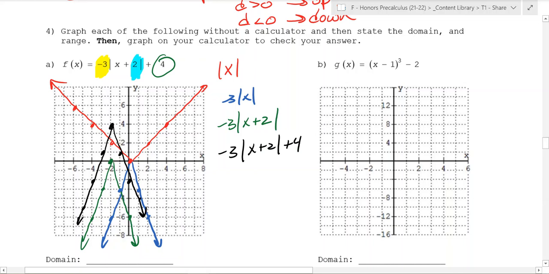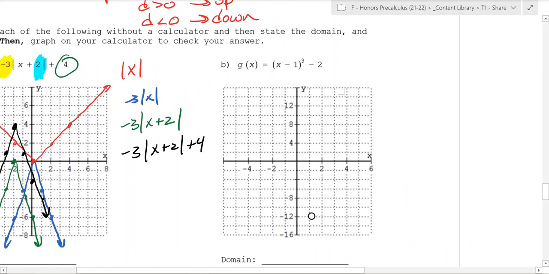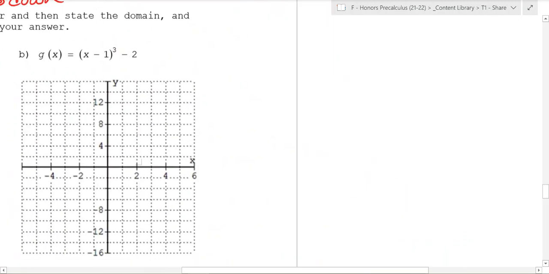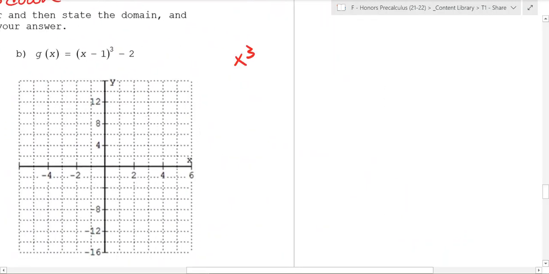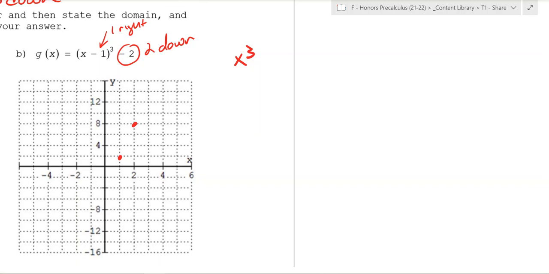Now it's the same work regardless of the base function. What's the base function for here? The base function for this next one is x cubed. And then what does this -1 do? It's 1 right, and this is 2 down. So the base function, remember, 1 cubed is 1, 2 cubed is 8, and 3 cubed is 27, so it's up here a lot.